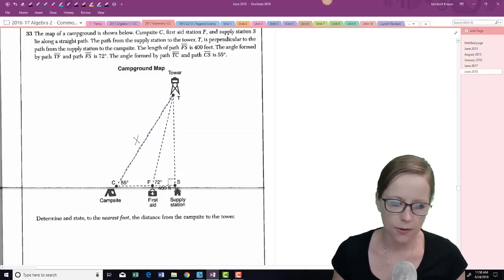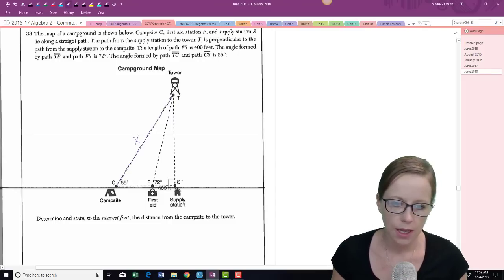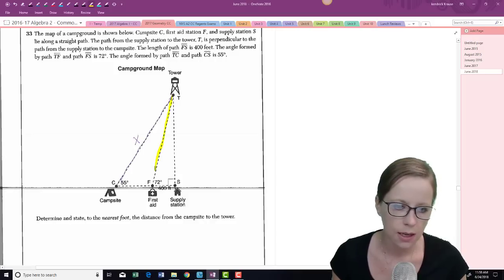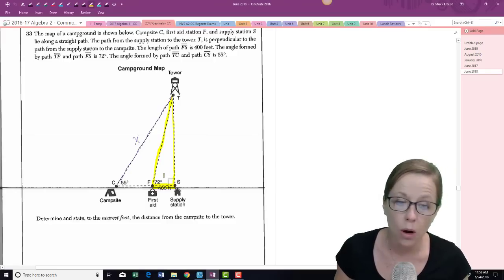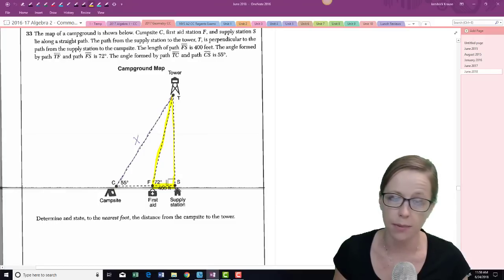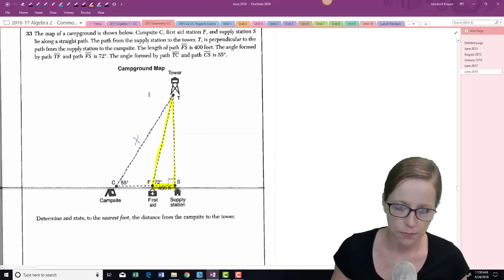So determine and state to the nearest foot the distance from the campsite to the tower. Well, that X is in this big triangle, and I don't know any whole side lengths in the big triangle. What I do know is in this mini right triangle, I know a whole side, and that's that base. So your options in this question are to find the middle, or this hypotenuse of the smaller triangle, and then use law of sines to find the hypotenuse of the bigger triangle, or you could find the height of this triangle, which also turns out to be the height of the big triangle, right? So you don't have to use law of sines. That part is up to you.